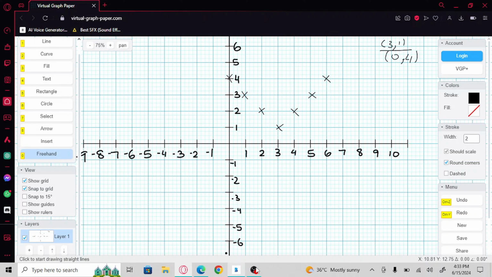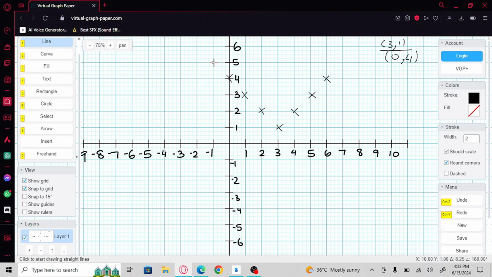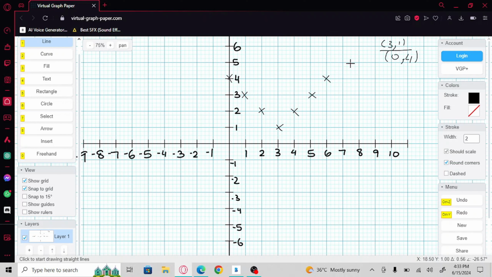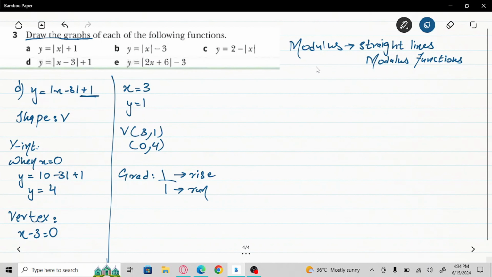That's enough. So what we're going to do is make a line from here and pass it through here, and make its reflection, which means like that, from here to there, and the reflection goes here, from here till here. Yes. So this is our graph for part D. Let's go to part E.